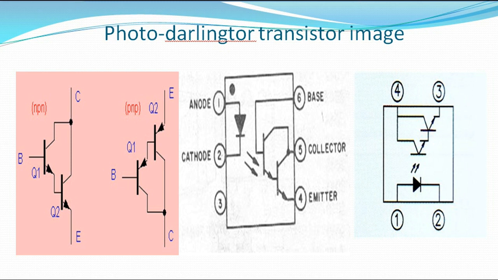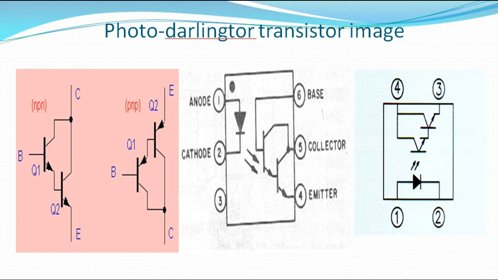Now, this is the internal structure of the photo-Darlington transistor optocoupler. Let me explain a little bit. This dot signifies where you start counting in case you see the optocoupler with 6 legs or 4 legs. This dot signifies where number 1 starts from. Here is number 1, number 2, number 3, number 4, 5, and 6.